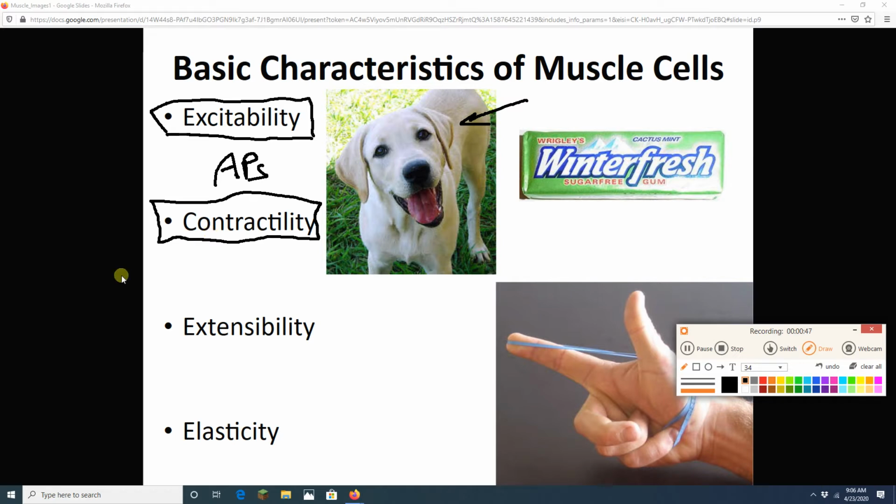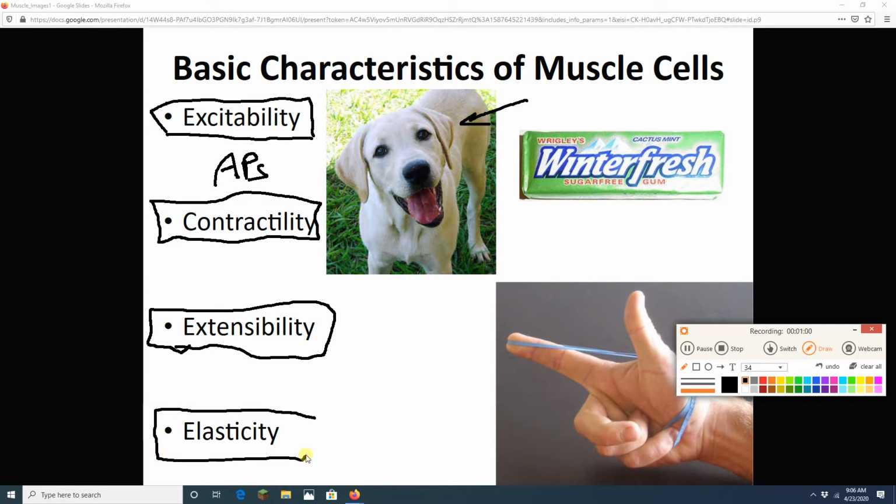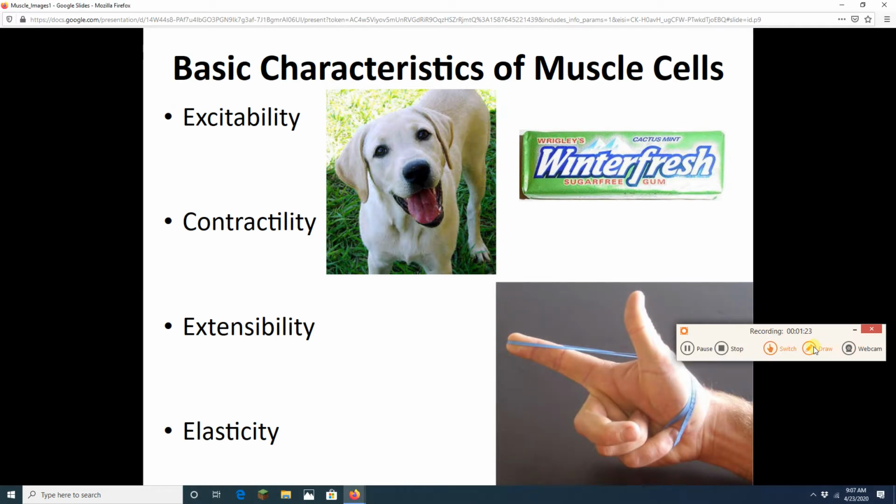Number 3, muscles are extensible. We can stretch them. Another word for stretchy. Lastly, muscles are elastic. When we stretch them and we let go, they snap back. So gum, for example, is extensible, but it's not really elastic. Cactus mint. What a great flavor. Rubber bands, on the other hand, are not only extensible, they are also elastic. So these are 4 basic characteristics of muscle cells.